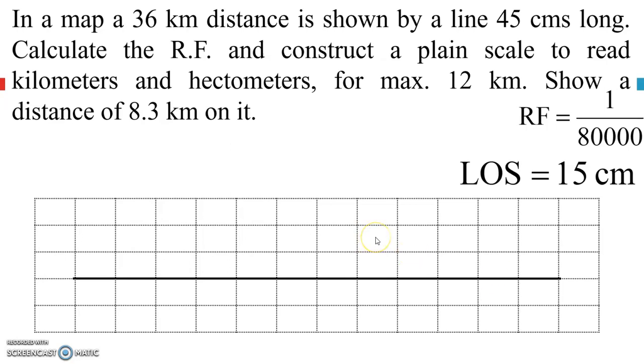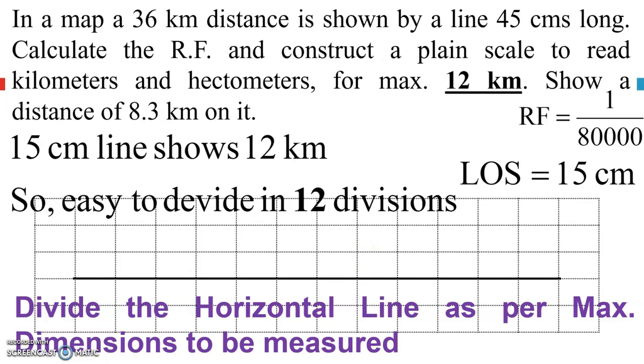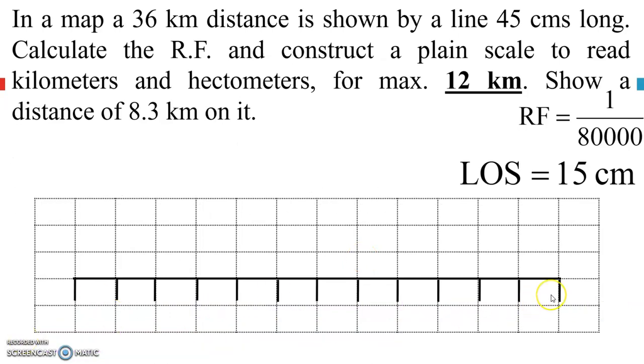So now, what is easy, into how many divisions should we divide this line? If I divide this line into 12 divisions, then each division will show us how much distance? Yes, it will show us 1 kilometer. So I am going to divide this line into 12 divisions. Clear?